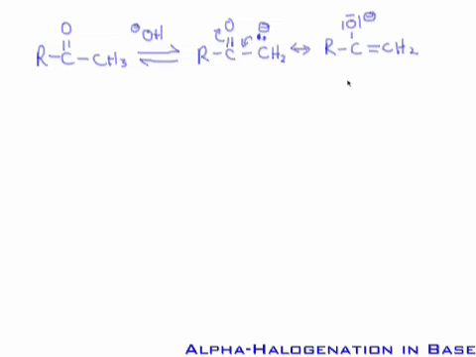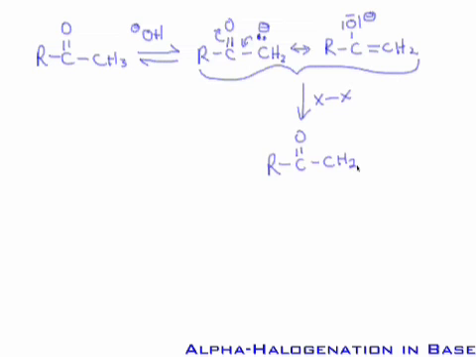Now, what happens next, of course, is attack on the halogen. And you can actually have the pi bond reform and this pi attack, or you could look at it as the minus attacking. Either way, you get back to RC double bond O, CH2X.